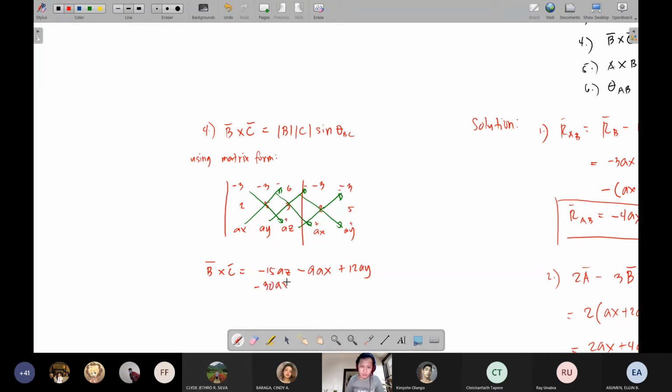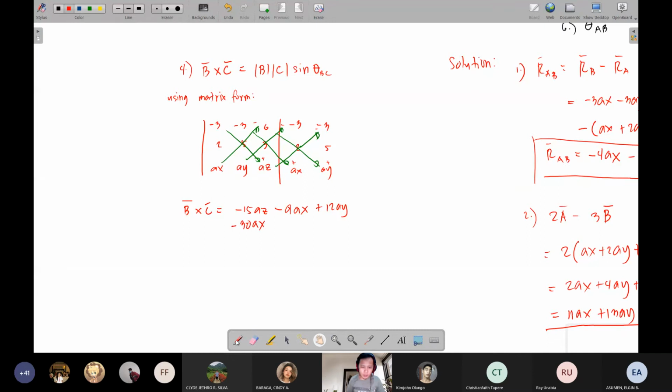So this will be -30 AX. And then this one will be -9, minus. So let's write it. Minus 30 AX, -9 AY, and then -6 AZ. Okay, let's go back. -15 AZ, minus 9 AX, then -12 AY. Oh, positive. Okay, nothing changed here.